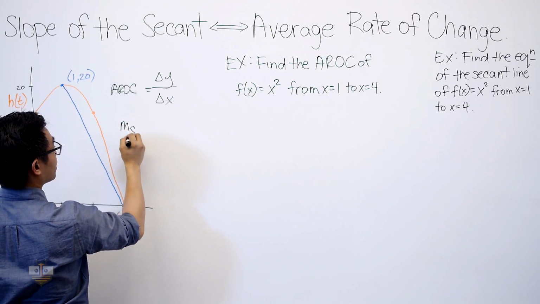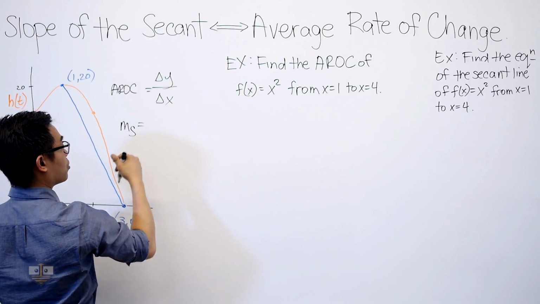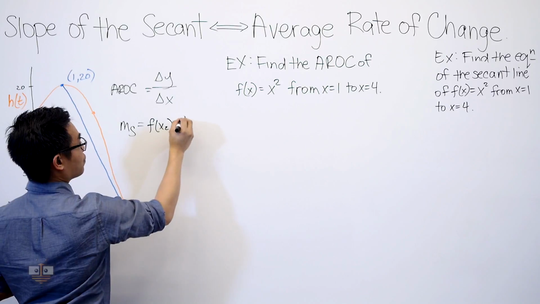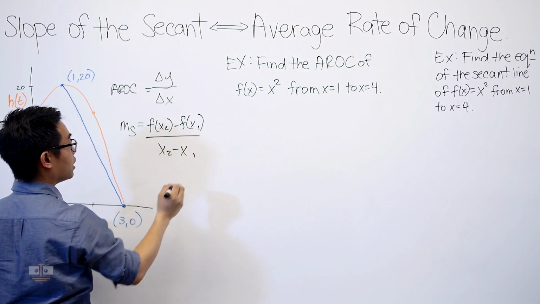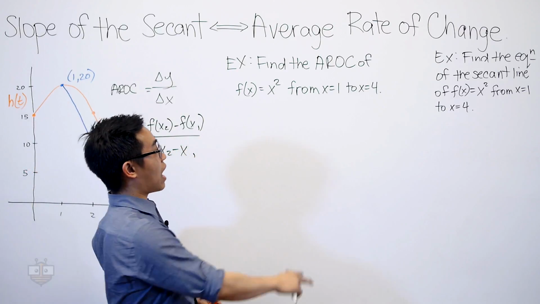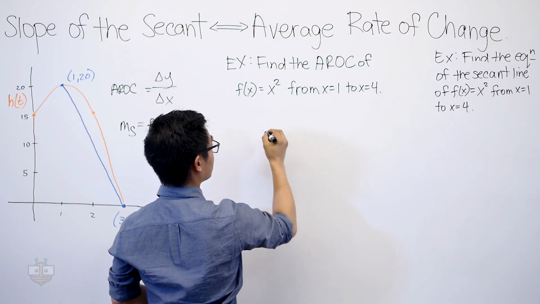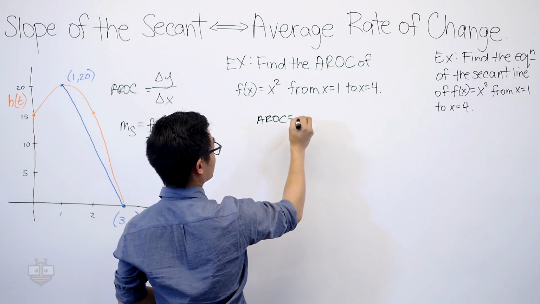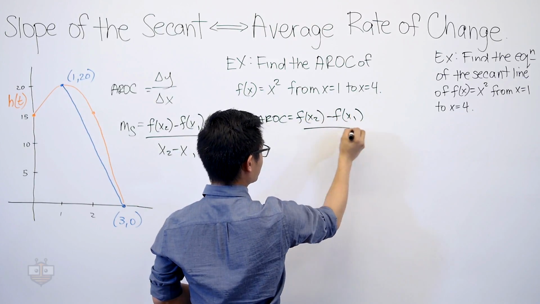We can calculate the slope of the secant as delta y over delta x, or in a more expanded and more useful formula, f at x2 minus f at x1 over x2 minus x1. Let's use that formula here to find the average rate of change of x squared from x is equal to 1 to 4. We'll take the formula. Average rate of change is f at x2 minus f at x1 over x2 minus x1.